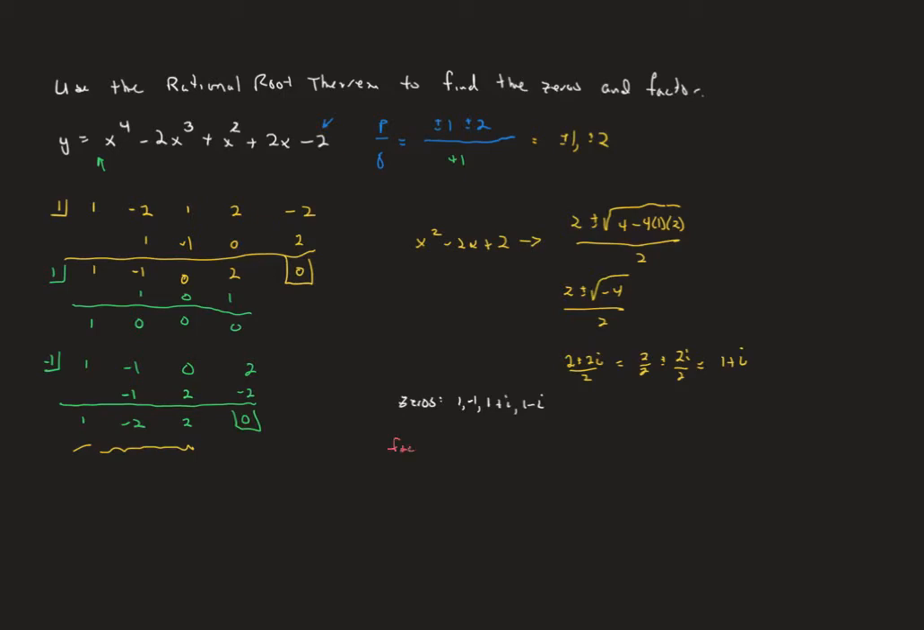Our factors, to factor that completely, we're going to say that our original polynomial is going to be, since 1 was a 0, then x minus 1 is a factor. Since negative 1 is a 0, x plus 1 is a factor. And since 1 plus i is a 0, we're going to get x minus that, which is x minus 1 minus i. And from the 1 minus i, we're going to get x minus 1 plus i. And so there's our factorization. Okay? Let's try a different kind of problem here.